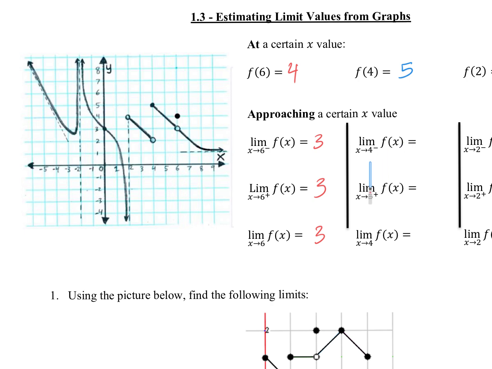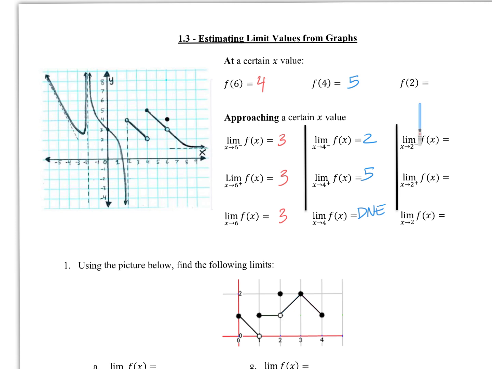Okay. As I approach 4 from the left, use your finger. Approach 4 from the left. Where does my saber end up? 2. As I approach 4 from the positive side, where does my lightsaber end up? 5. If there's no superscript, you have to approach from both sides. Do my lightsabers end up together? No. Therefore, the limit does not exist, just like Mean Girls.